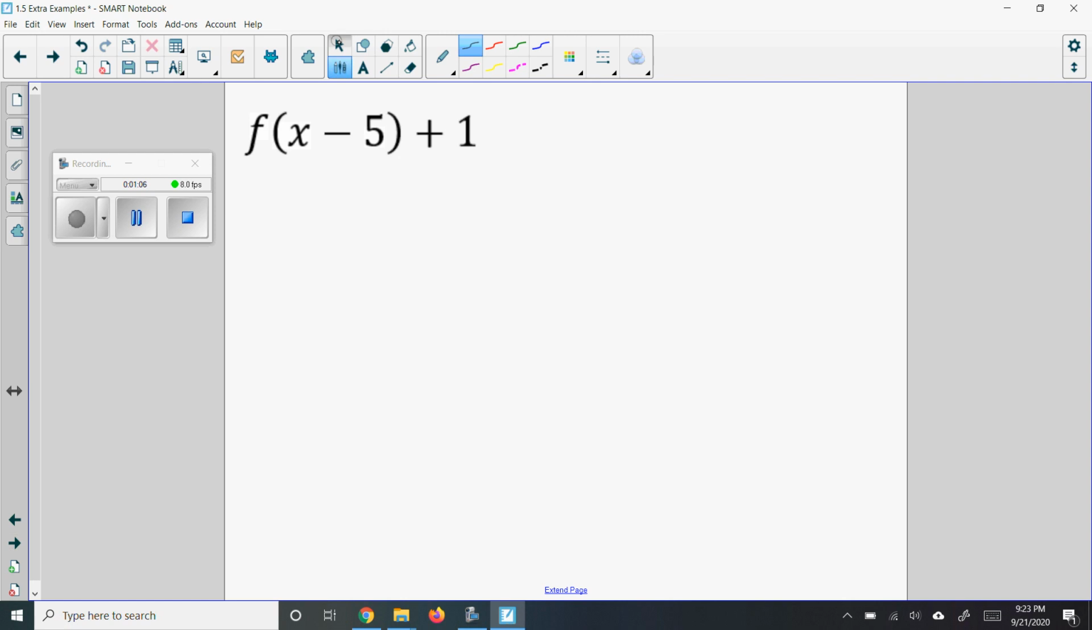Okay, so now here we have two more translations. This is inside the function, which means it's going to affect the x values. And x goes left and right. And since it's on the inside, it's the opposite of what your intuition says. So this is going right 5.